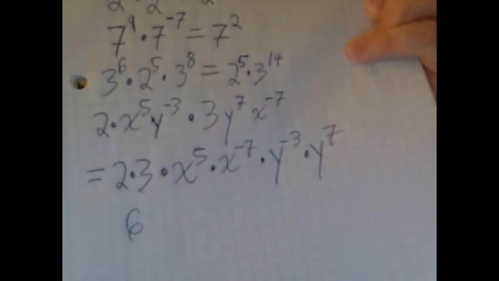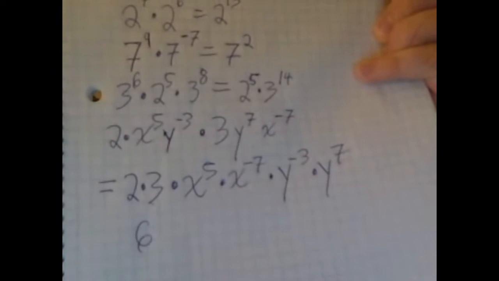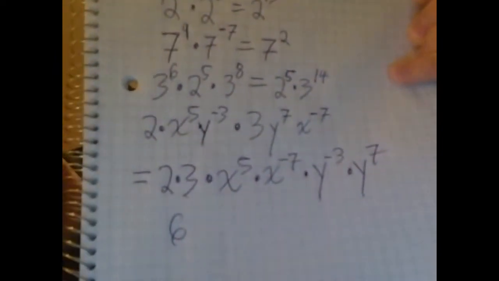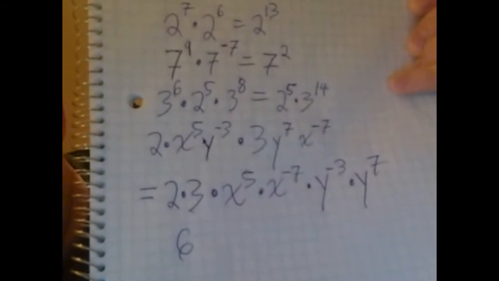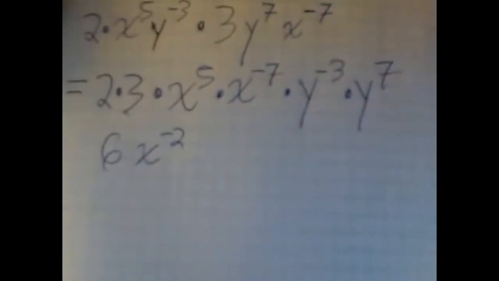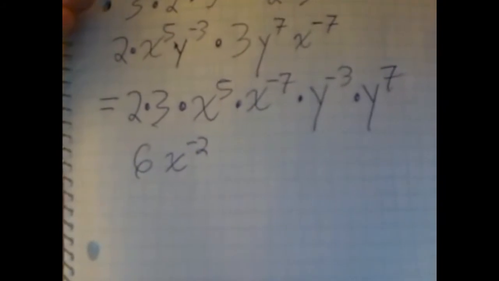Okay? And then I say 2 times 3 is 6. X to the 5th times x to the negative 7th is x to the negative 2nd. Okay? That's because 5 minus 7 is negative 2. So we have 6 x to the negative 2nd. And then finally we have here y to the negative 3rd times y to the positive 7th gives us y to the 4th. And that's our answer. That's as far as you can take it. That's as far as you go.